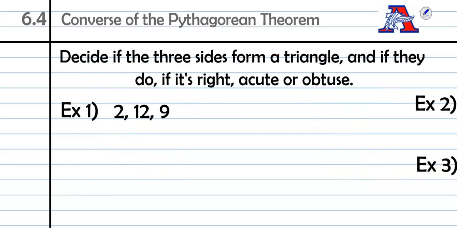All right, so we're going to go ahead and do 3 examples. In all of our examples, first we're going to decide whether the 3 sides form a triangle, and then if they do, is it right, acute, or obtuse?